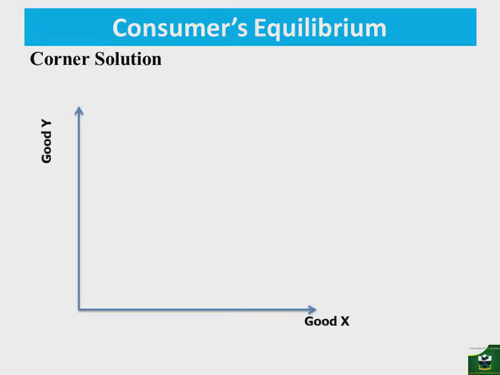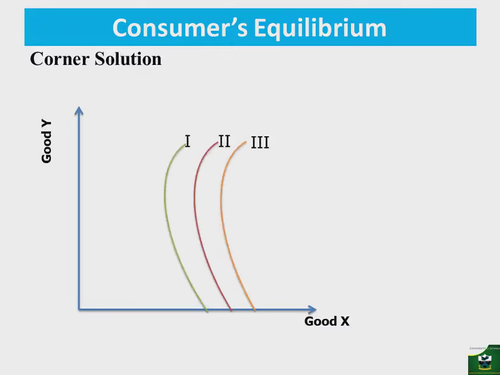On the vertical axis, we put good Y. On the horizontal, we put good X. With the indifference curves moving from the horizontal axis, increasing utility occurs as you move to the right. Now with that, we can draw our budget line, which is tangent to, touching indifference curve 2 at the axis.